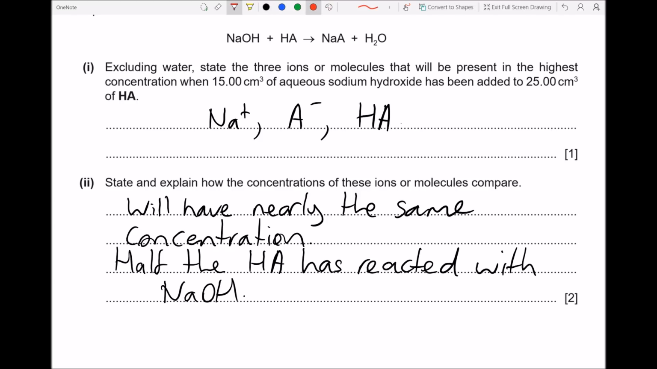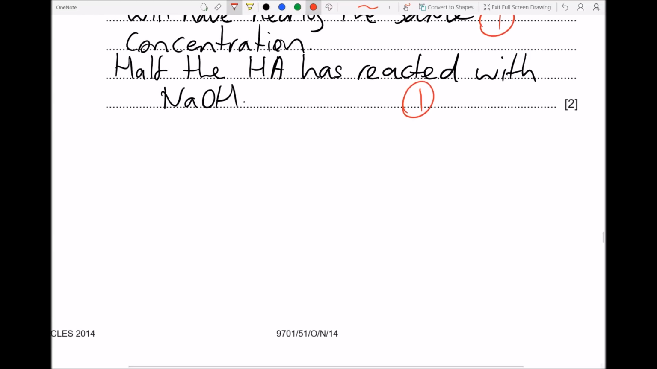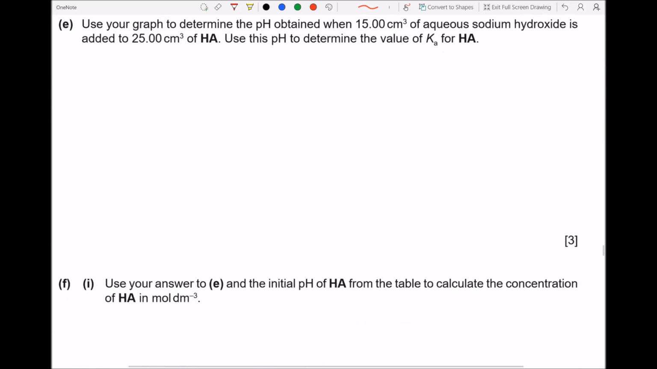There you go. So it's 2 marks. Obviously we get 1 mark for that bit there, and we get 2 marks for this bit here as well. So yeah, this again, it's called half neutralization point. So take a look at that if you're not too sure what's going on there.